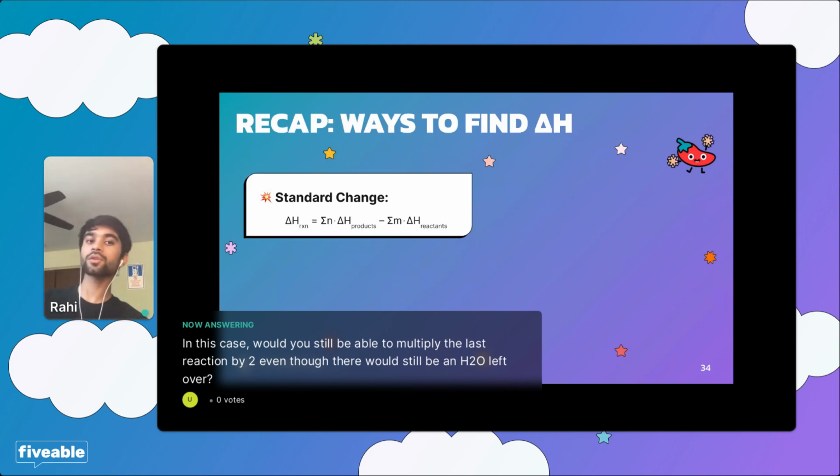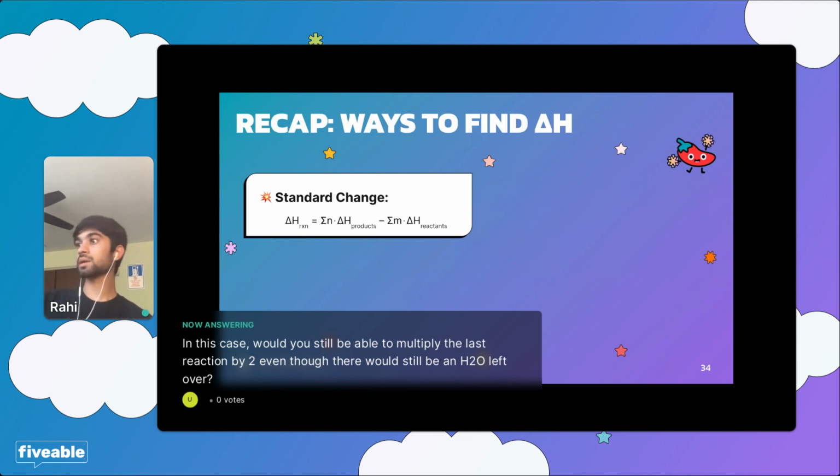Yes, exactly. So those are our 3 ways, okay? We have standard change. Standard change is what we were talking about with heat of formations, right? That's where our delta H of the reaction is equal to the sum of the delta H of the products times how much we have. That's our N, that's our moles, that's our coefficients, minus the sum of the delta H of the reactants times the M, which is the same thing as N. It's just a different letter because if we use the same letter, people get confused. So remember, N and M are the coefficients.